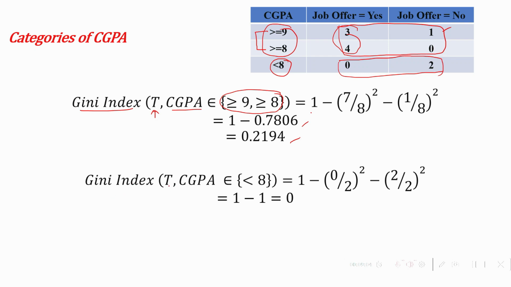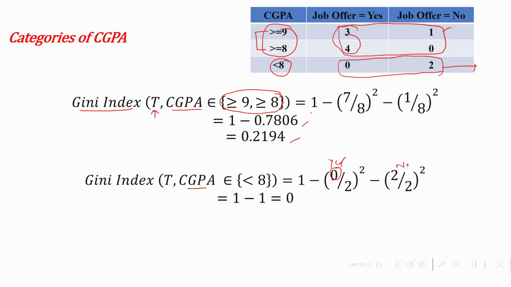Now we are going to find the other one, the Gini index of the target variable with respect to CGPA that belongs to less than 8. That is equal to 1 minus, here the total number of elements is 2. Out of 2 elements, 0 elements belong to yes, so 0 by 2 whole square, minus 2 by 2 whole square for the no's.